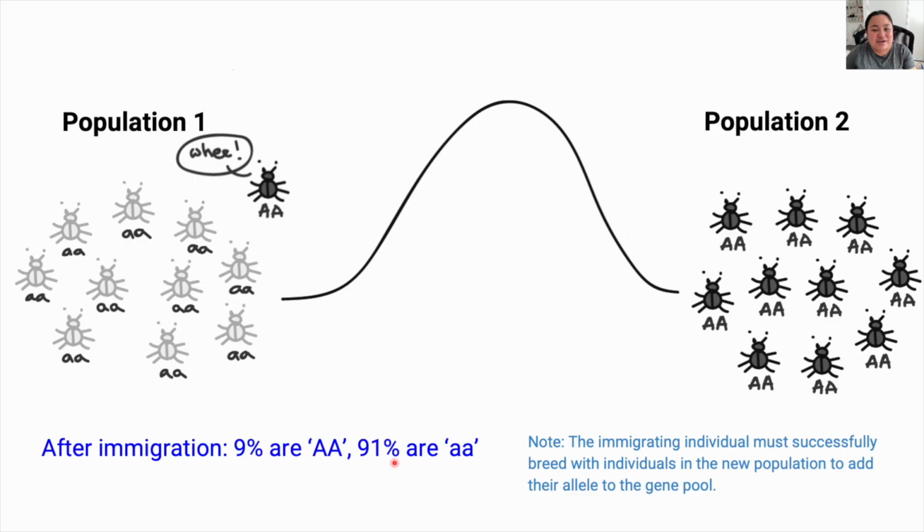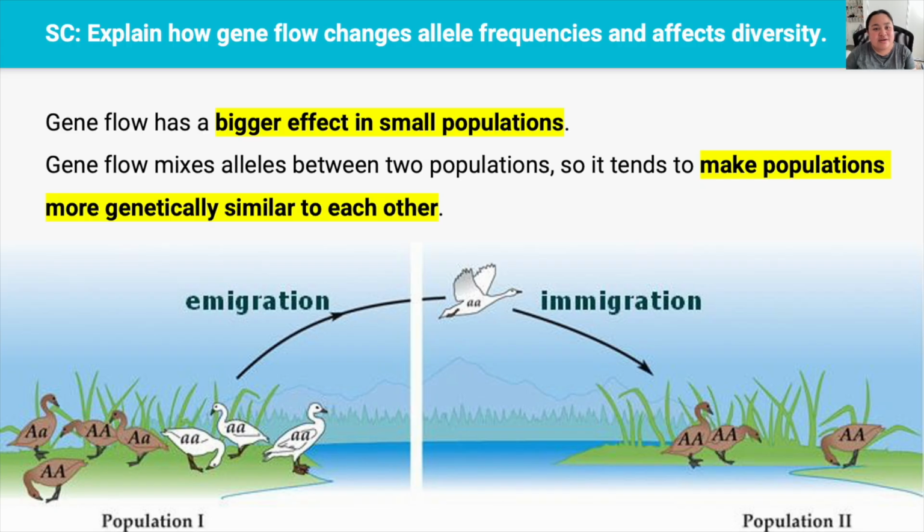So, immigration is when individuals move into a population, and if they reproduce, they bring in new alleles to the gene pool of the new population. This increases the genetic biodiversity of the new gene pool, and it may increase the allele frequency of certain alleles. It's important to note that gene flow has a bigger effect in small populations. Imagine a very small population of individuals with only one individual carrying a rare allele.